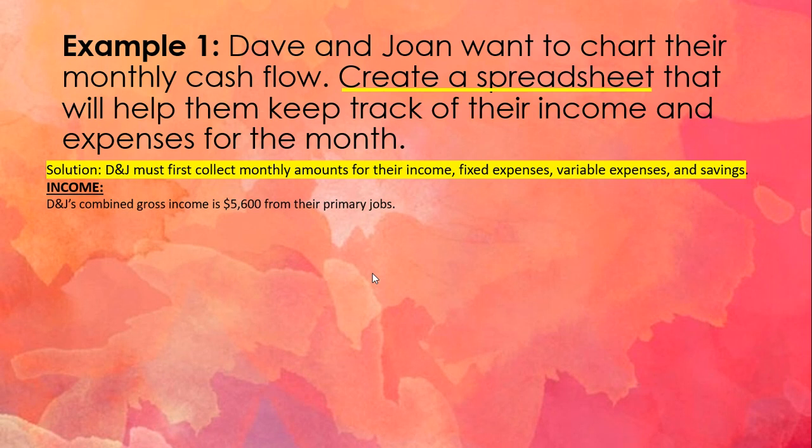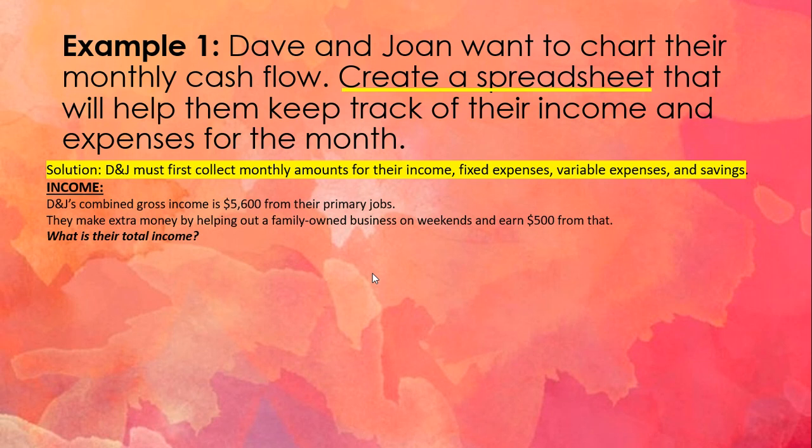So here's a little bit of information for each category, not all of it because it's an exhaustive list. Their combined income is $5,600 from their primary job, so we're going to need to input that in our spreadsheet. Additionally, they make extra money by helping out a family-owned business on the weekends, and they earn $500 from that together. Again, this is for both Dave and Joan, not each.